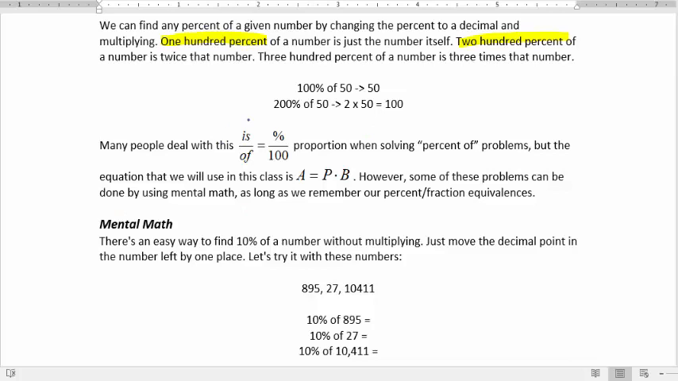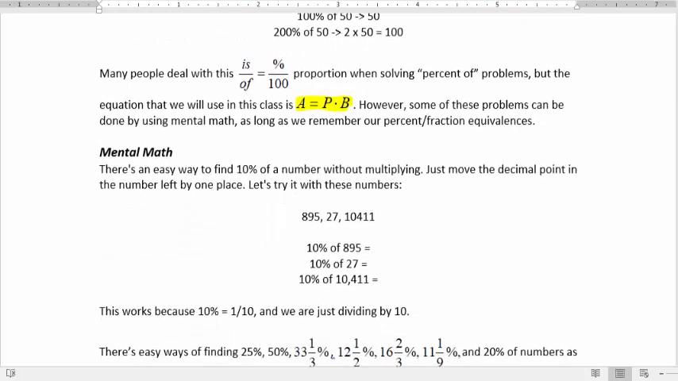All right. Now there's the "is over of equals percent over 100" proportion. I know a lot of people use this from high school, middle school type stuff. Don't like that. So please don't use that. The equation that we're going to use with percents is this percent equation, A equals P times B, which is going to stand for amount equals percent times base. So that's really the equation that you should always go to when you're trying to do percent problems.